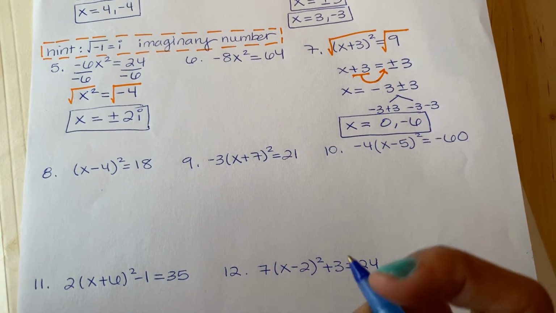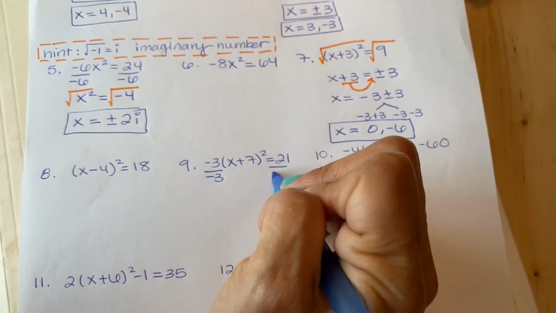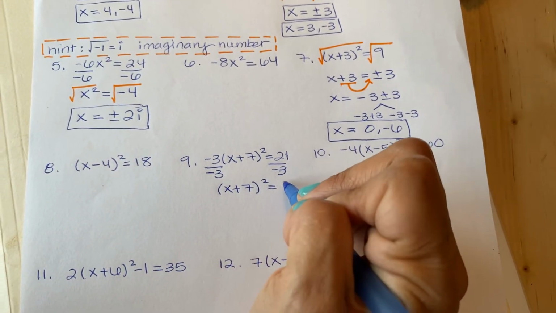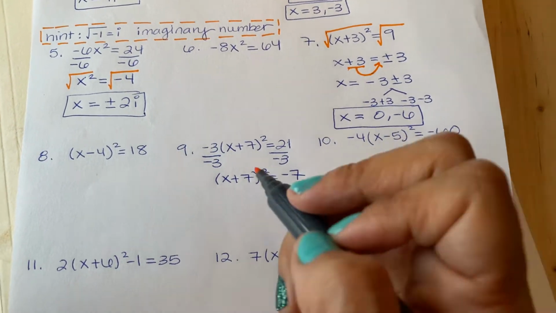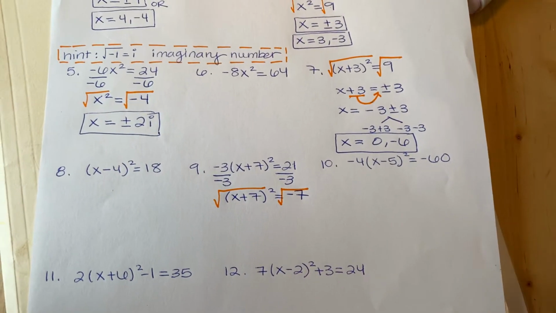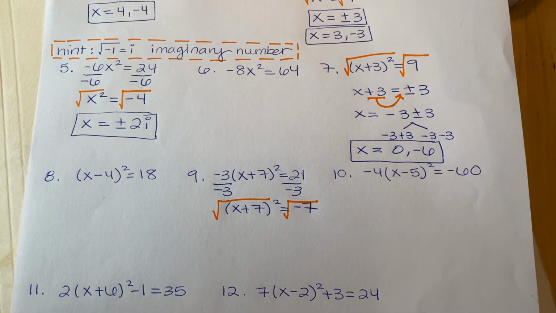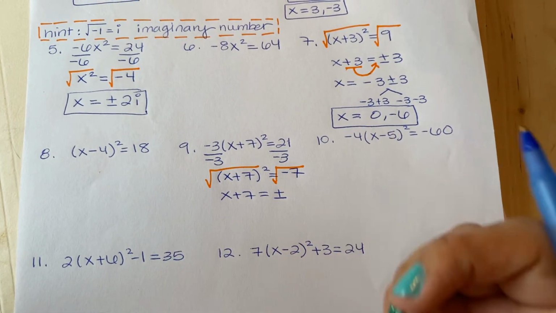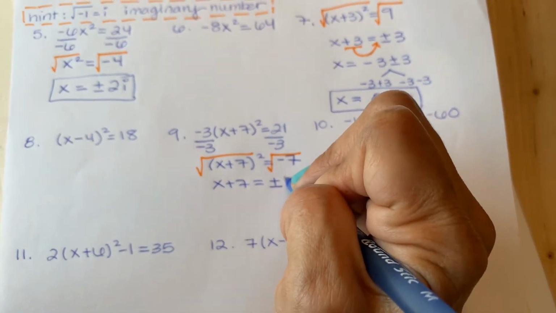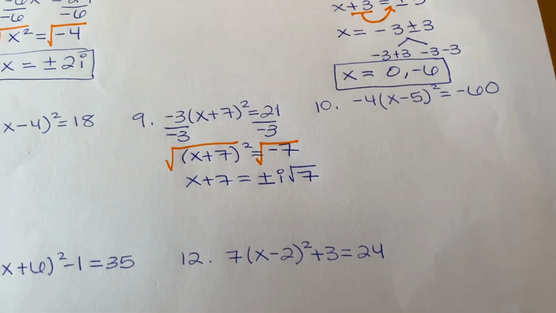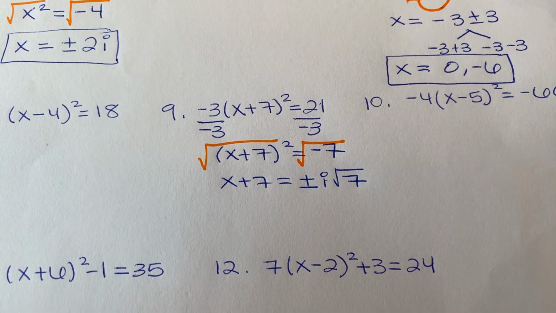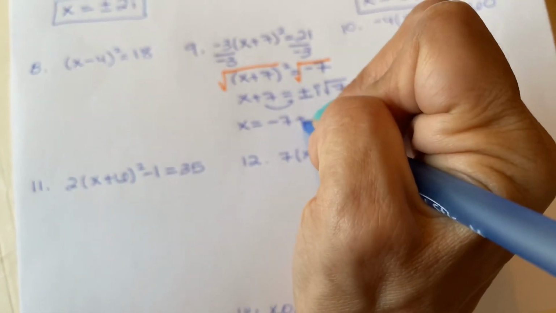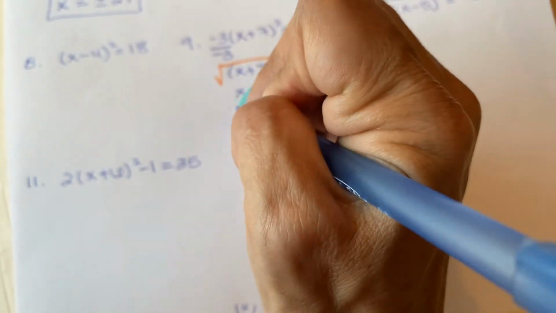Here's our imaginary. Divide out. So I get x plus 7 squared, 21 divided by -3 is -7. We're going to inverse operate, which is to square root. How do you inverse operate a square? You square root. x plus 7 equals plus or minus the square root of -7, which is i rad 7. We won't use a calculator yet. Now take this over. x is equal to -7 plus or minus i rad 7. Now this is acceptable.